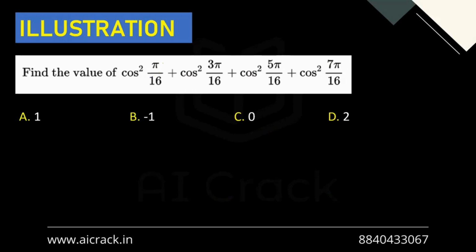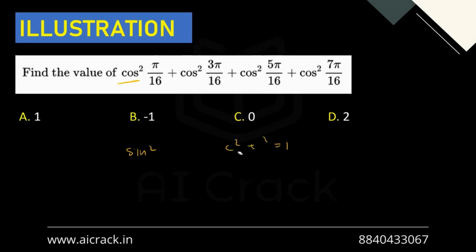So if we talk about symmetry, we can see that pi by 16 plus 7 pi by 16 is pi by 2. And 3 pi by 16 plus 5 pi by 16 is also pi by 2. So this is the kind of symmetry we should be observing in such kind of problems. The second thought that should come to your mind is, after looking at cos square, we should feel the need of sine square, right? Because sine square plus cos square is 1.